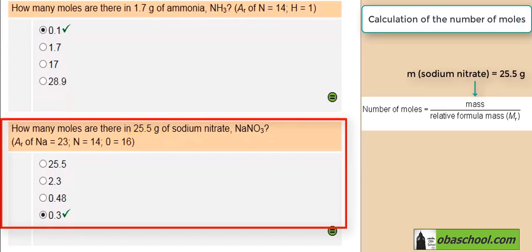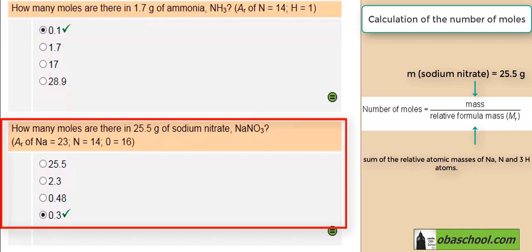However, what is not given and what we are going to find out and what we are going to calculate is the relative formula mass of sodium nitrate. That is equal to the sum of the masses of all the atoms that are found in sodium nitrate. Let's count them together. We have 1 sodium atom, we have 1 nitrogen atom, and we have 3 oxygen atoms.